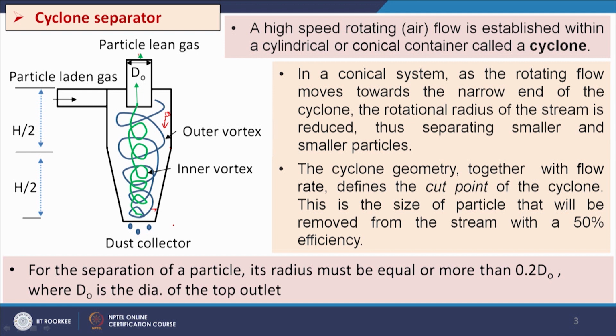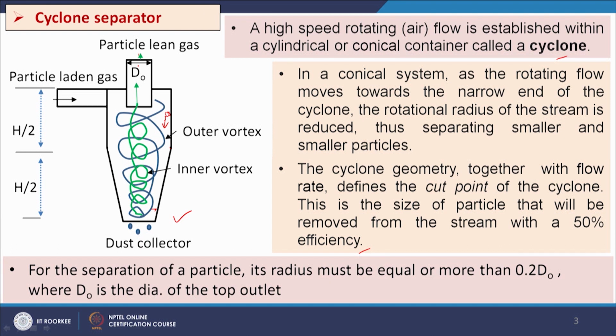So, this is the working of a cyclone separator, and you see the high speed rotating air flow is established within a cylindrical or conical container called a cyclone. Here we can have two considerations. One is the particle size, the minimum particle size which can be separated in the system. If it is lesser than that value, it will not be separated.